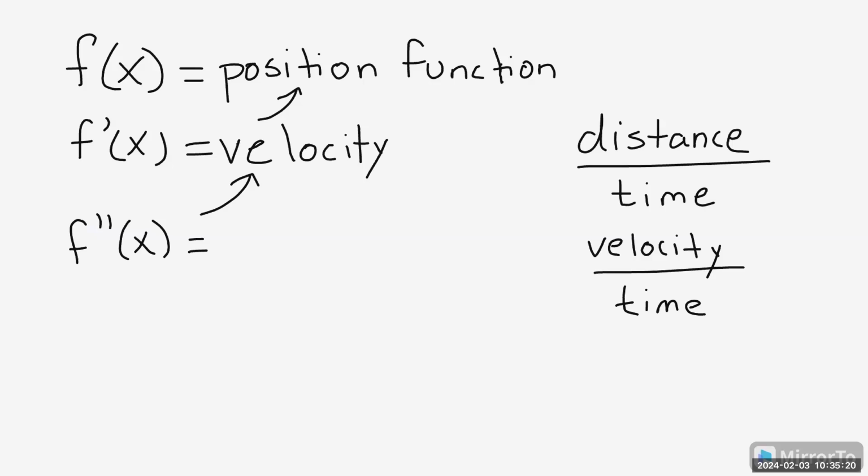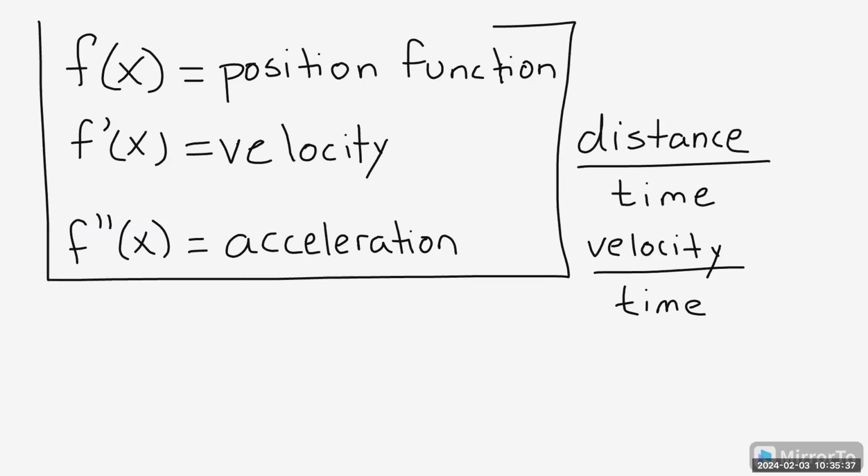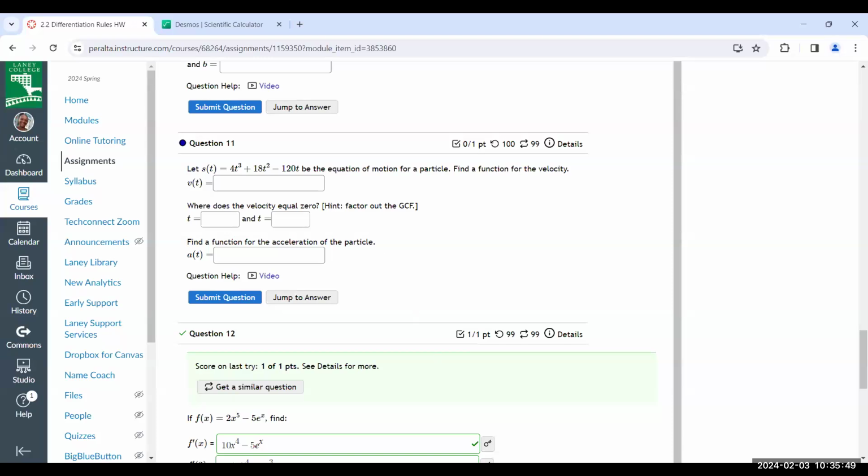And so the second derivative represents the rate of change of velocity, or in other words, acceleration. So this is something to keep in mind, that your first derivative represents the velocity of an object that's moving. And then the second derivative represents acceleration. So keeping that in mind, we can look at problem number 11, at least part of it.